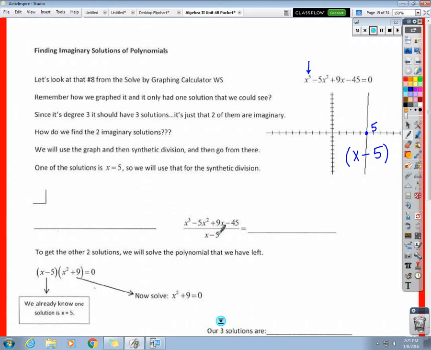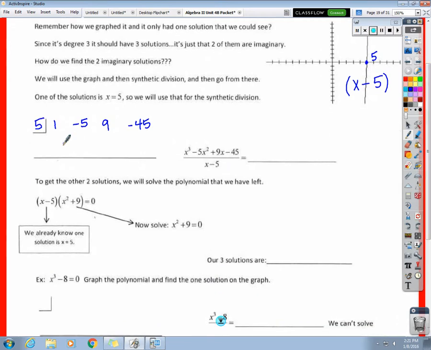If I'm going to do synthetic division on this, what goes in the little box? +5. And then what numbers go here? Right? Okay, then what is the first step in synthetic division? Drop down the 1. What do you do with that? Correct. 1 times 5 is 5. Then that becomes a 0. Multiply it by 5 and you get 0. So what's our remainder?